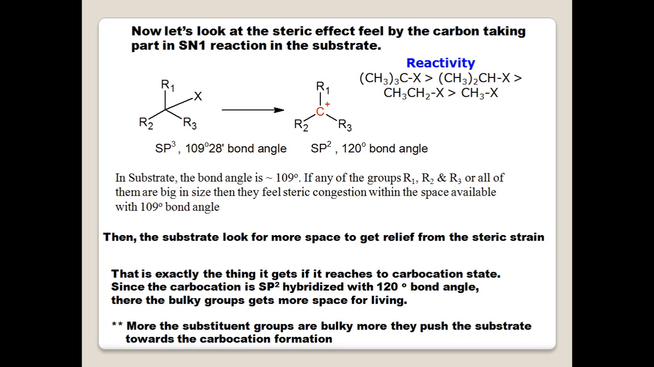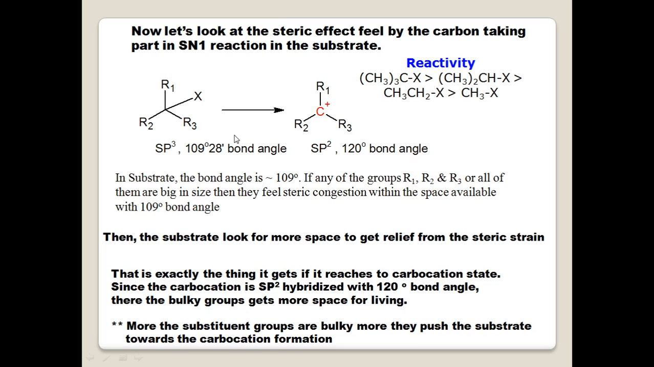Now coming to the steric effect, you should remember that all the substrates taking part in SN1 reaction are sp3 hybridized with the 109-degree bond angle theoretically. Now the substituents present, R1, R2 and R3, if they are bulky, then they will feel steric congestion in this sp3 hybridization state. They will be happy to have more space to live.